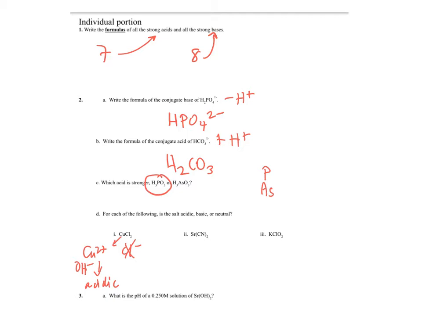The situation with Sr2 plus, CN minus: Sr2 plus is part of a strong base. It does not stick to OH minus, but CN minus certainly does stick to H plus, so H plus goes down. That means it's basic because there's less acid in there. And KClO2: K plus, as we know, never does anything. ClO2 minus is not one of the parts of the strong acids, and so it does stick to H plus, and so it also is basic.